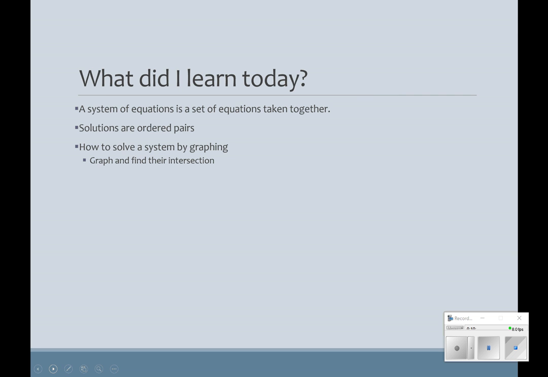So hopefully today you learned that a system of equations is a set of equations taken together. Their solutions are ordered pairs, and we can solve them by graphing, and that point would be an intersection.